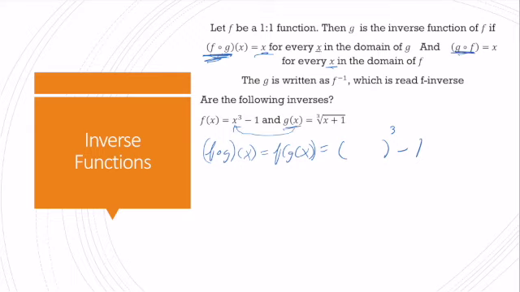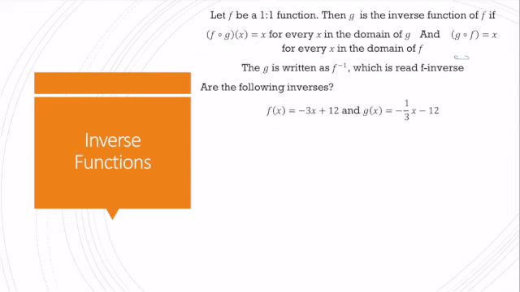So I have the cube root of x plus 1, cubed, minus 1. That gives me, cubes undo cube roots, x plus 1 minus 1, which is just x. Awesome. But I'm not done.